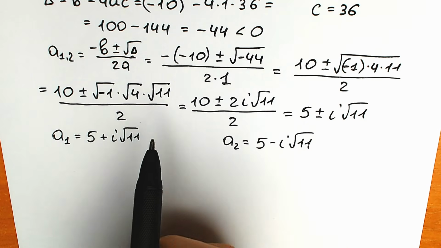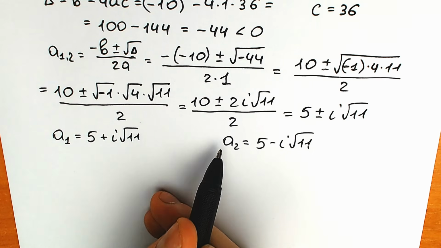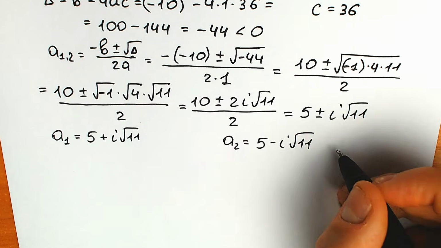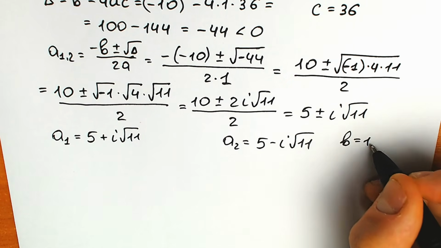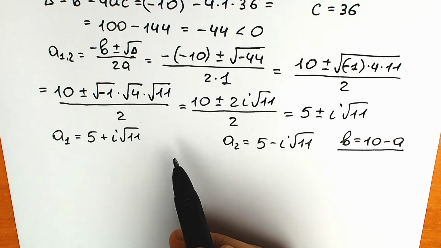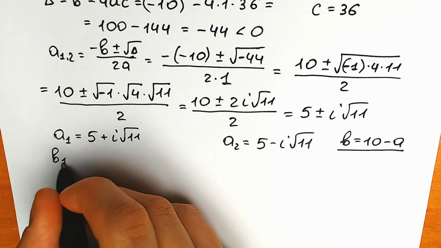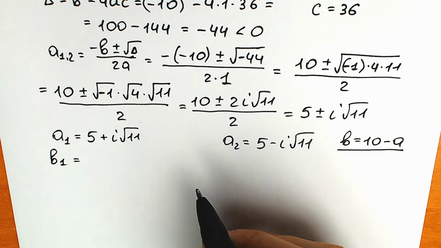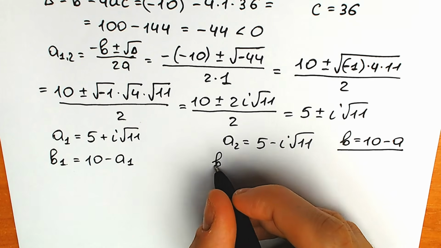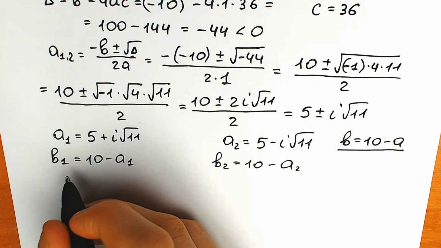This is not our solution to this question. This is not our pair a first and a second, because in the beginning we had a question with a and b, and we have a really great expression because b equal to 10 minus a. This is the expression from the beginning. So as a result, we need to find our roots: a first, a second, b first, b second. So right here we can write b first equal to 10 minus a first, and right here b second equal to 10 minus a second. So as a result, let's solve it for b second.